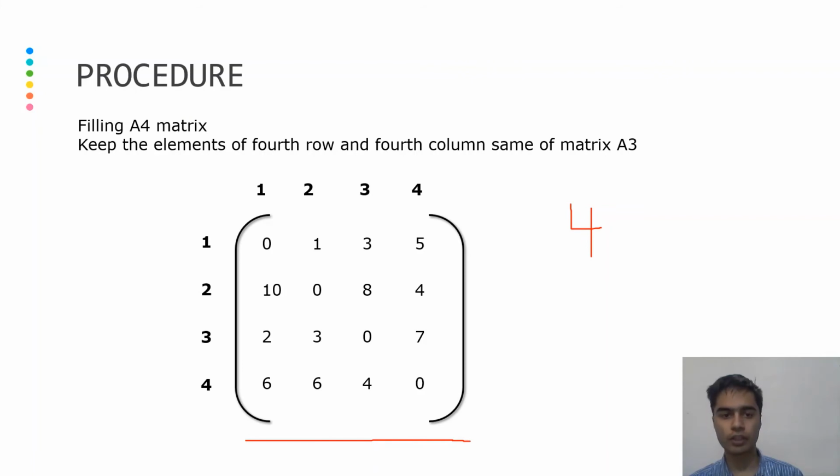Like for example, if we have to find the shortest distance between vertex 2 and vertex 3, it is going to be 8. If we have to find the shortest distance between vertex 4 and vertex 2, it will be 6. And if we have to find the shortest distance between vertex 3 and vertex 1, it would be 2.